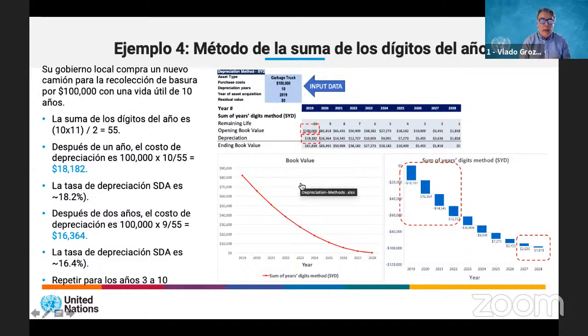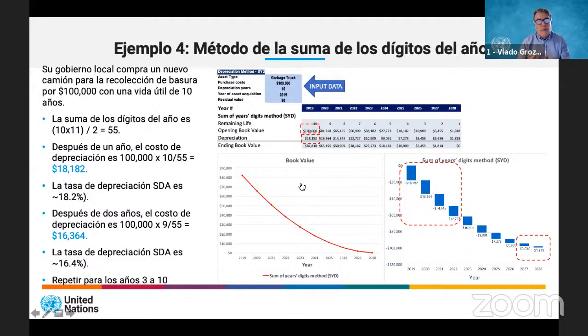It's explained how the formula is calculated, how we calculate the sum of the years. For the first year, the sum of the years digit is 10 squared, 100, plus 10, divided by 2. If the service life of the garbage truck is 10 years, that's 55. That's the sum of the years digit.